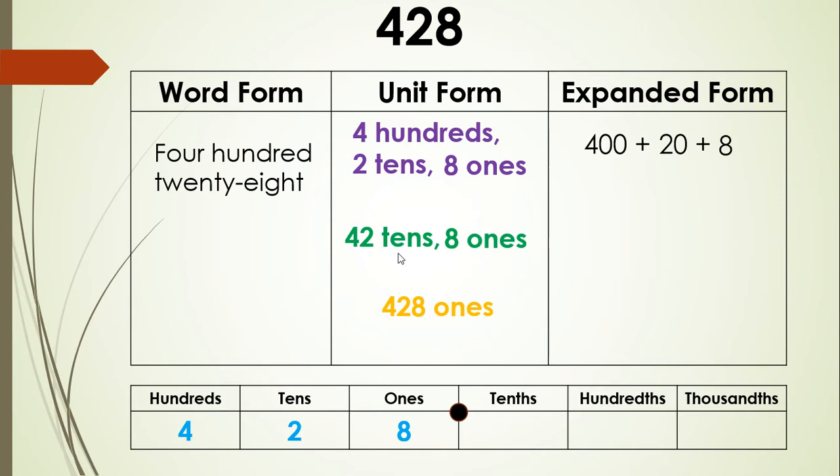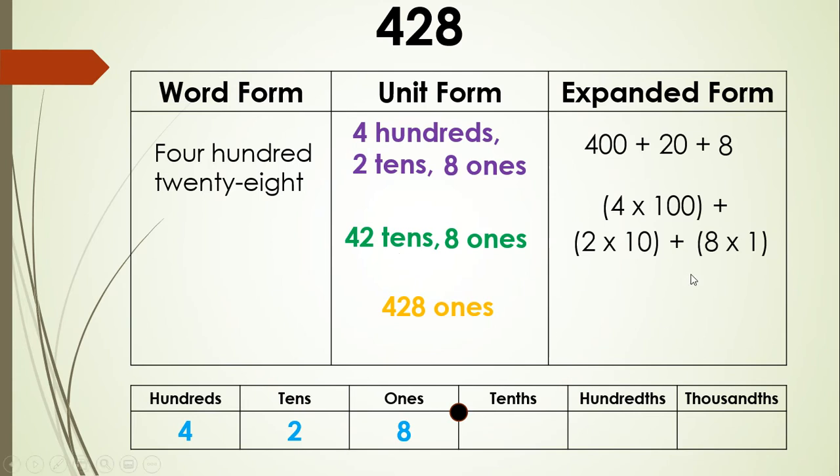Now we're going to try writing 428 in expanded form using multiplication. What we do is we write the digit that we see times the place value it's in. Since the 4 is in the hundreds place, we're going to do 4 times 100. Now we're going to add the value of the next digit. The 2 is in the tens place, so we're going to do 2 times 10. Finally, the 8 is in the ones place, so we're going to do 8 times 1.